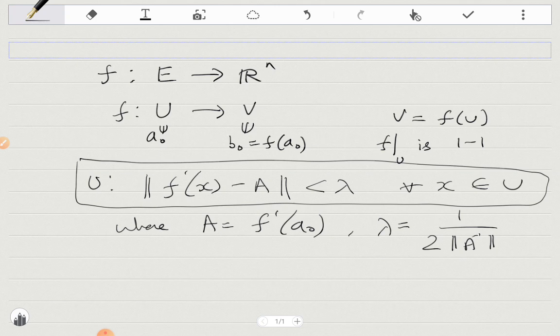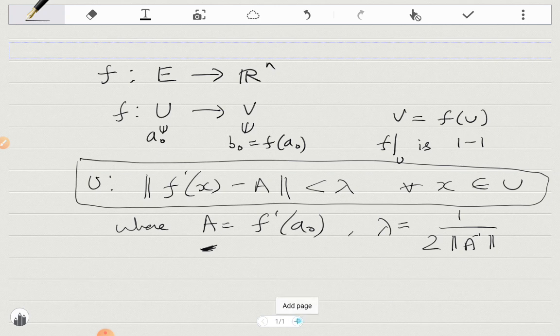But obviously that assumes that the derivative of f is invertible in an open set. To begin with, we just know that the derivative of f is invertible at A naught, which is this capital A. We know this thing is invertible. If you knew that the derivative is invertible in an open set, then the inverse of the derivative will be our candidate for the derivative of f inverse.